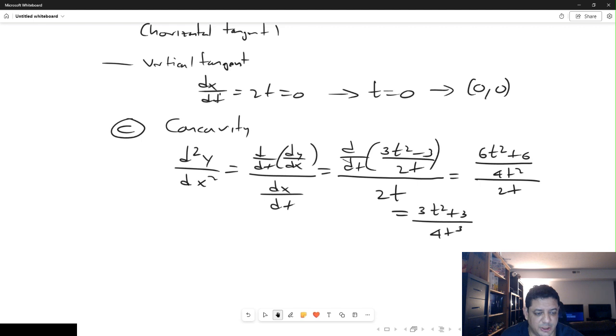Okay, and so because of the nature of the top and the bottom, notice that the top is always going to be positive and the bottom is always going to depend on the sign, being a cube. So we can say that if t is bigger than 0, then this is going to be bigger than 0.